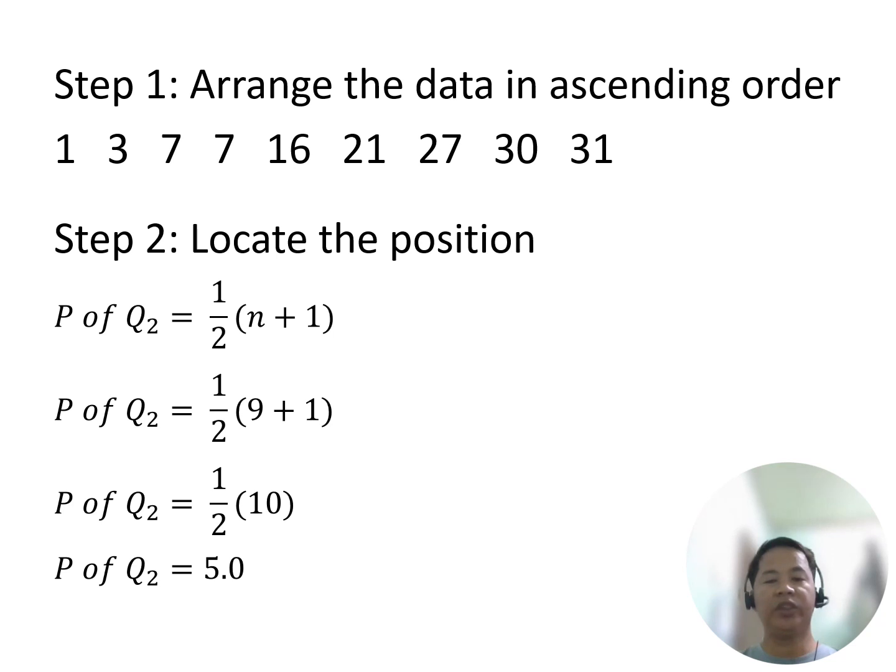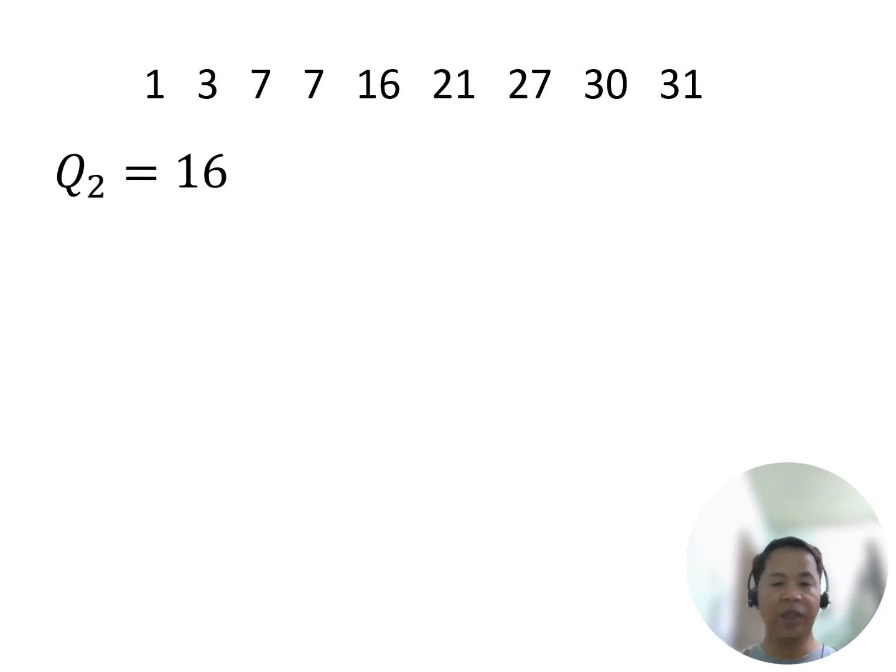Since the position of the second quartile is not a decimal number, it is exact. Therefore, we can count the specified position on the ascending order of data, and that is on the fifth data. So we have 1, 3, 7, 7, and 16. Therefore, the fifth data on the data distribution is 16. Then we can conclude that the value of the second quartile is 16.